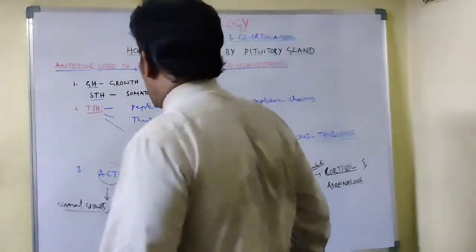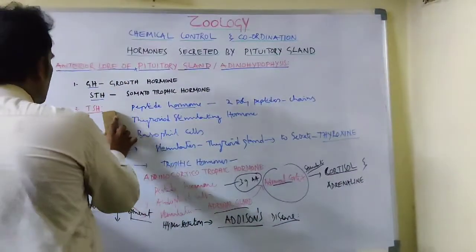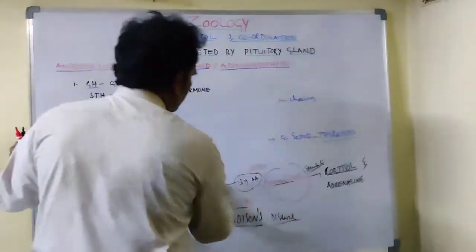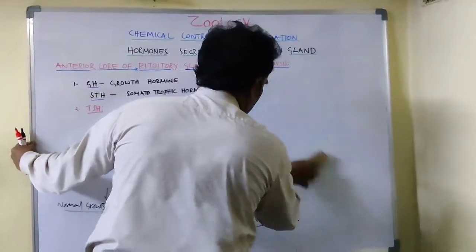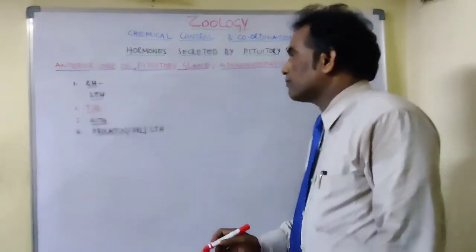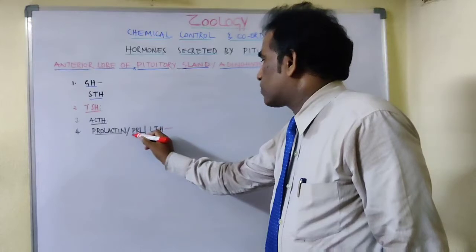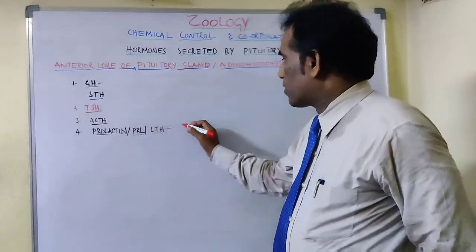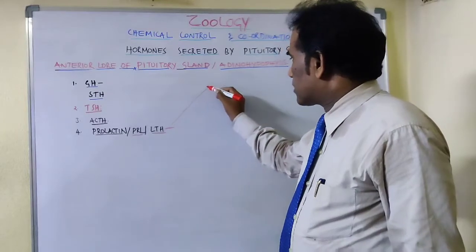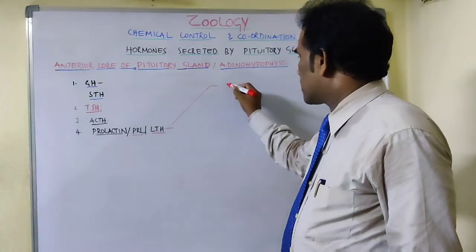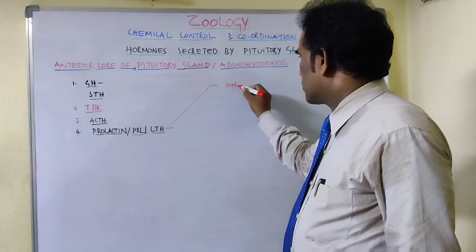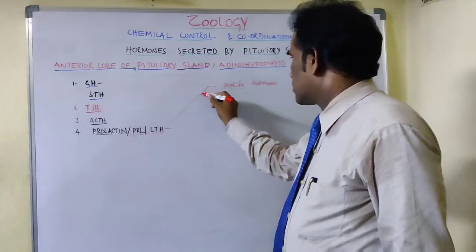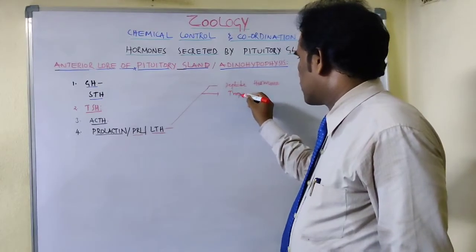Now coming to the next hormone, prolactin. This prolactin is usually called PRL or LTH, lactogenic trophic hormone. It is also a trophic hormone or peptide hormone.